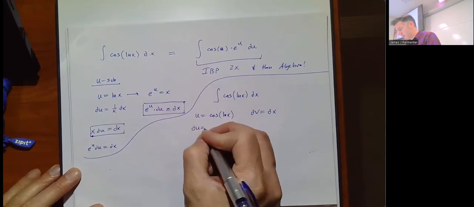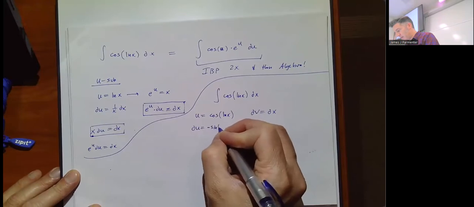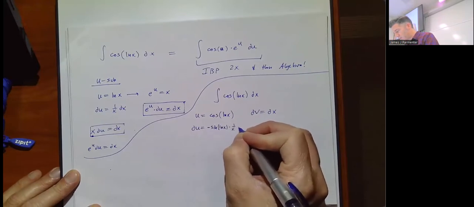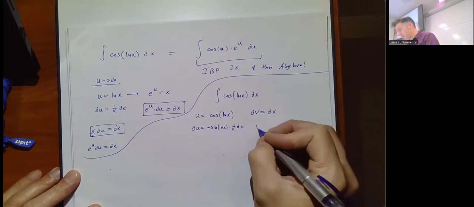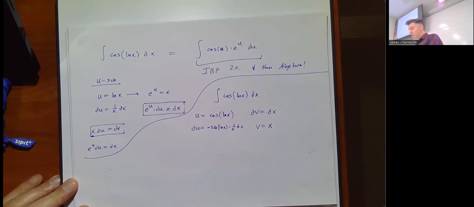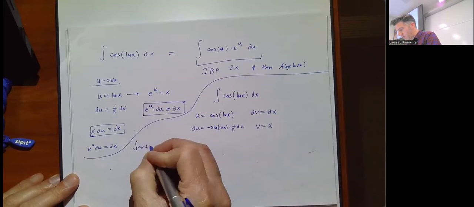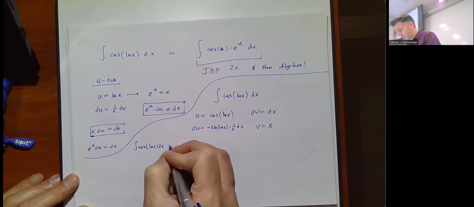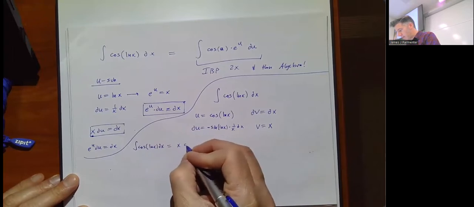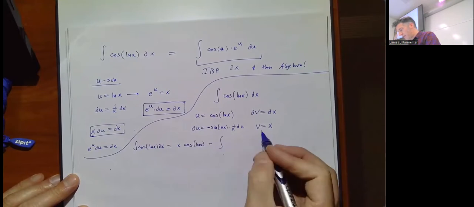du, okay, the derivative of cosine of some stuff is negative sine of the stuff times the derivative of the stuff, which is 1 over x. And v is going to be just x. Then we rewrite the thing. So the integral of cosine of natural log of x dx is going to equal uv, so x times cosine of natural log of x, minus the integral of v times du.